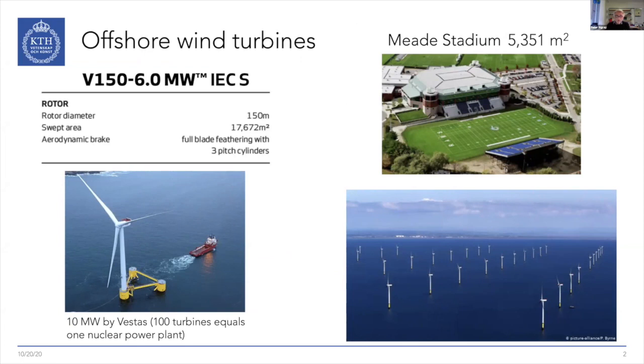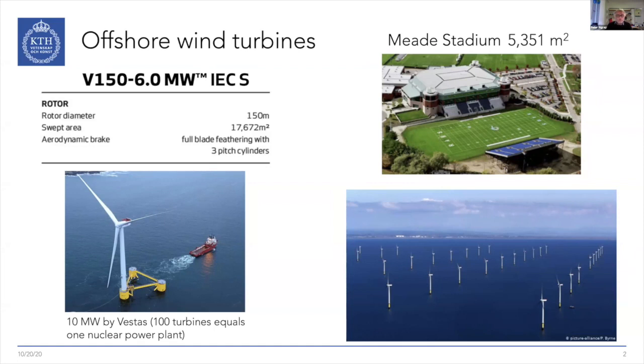Today, it's quite regular that we have 6 megawatt turbines installed, as you see up on the left side here. It has a swept area of 18,000 square meters. On the other side, you see Meade Stadium in Providence. According to the NFL, a field should be 5,351 square meters. That means that a little bit more than three of these fields is the swept area. That is a rather large sail.